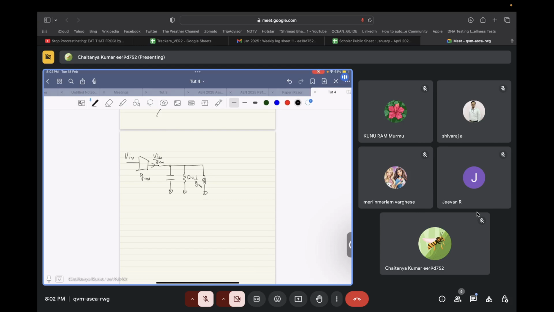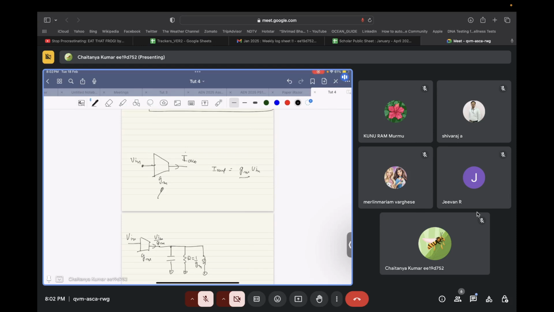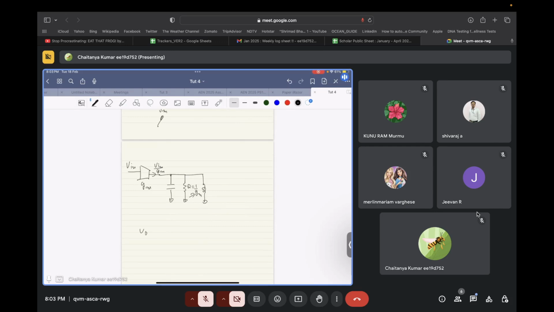Now you guys understand. So what is the unit of GM? From here, can you tell what will be the dimension of GM? Mhos or Siemens or whatever, correct? So it's basically the reciprocal of resistance. So if V in by GM I am giving, and the resistance I am choosing as 1 by GM, in that case, what will be my V naught by V in?